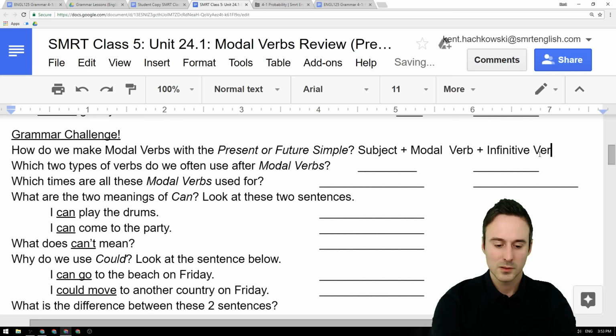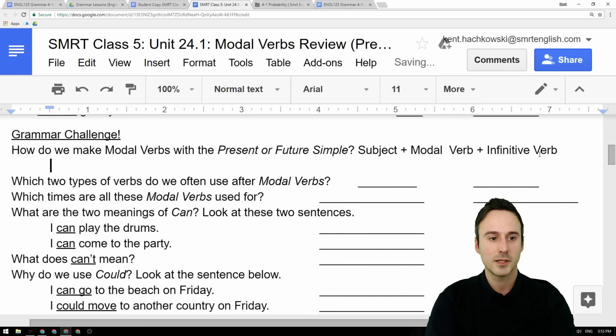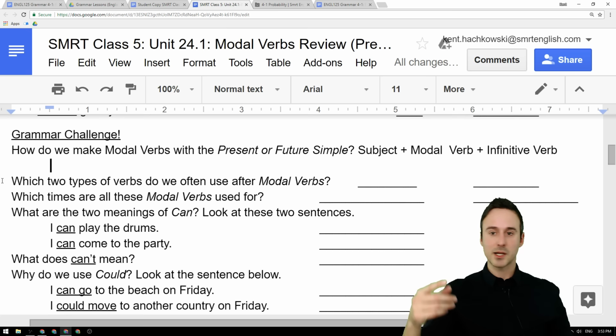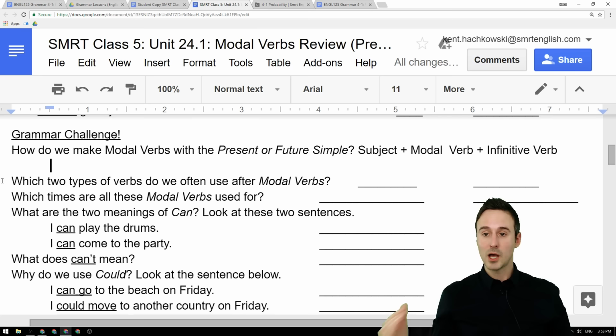Okay, so how would that look? Okay, let me just explain it. Subject, modal verb, infinitive verb. I might go, I may go, I must go, I have to go, I should go. So you can see, and not only go, you can use be or have or anything like that.